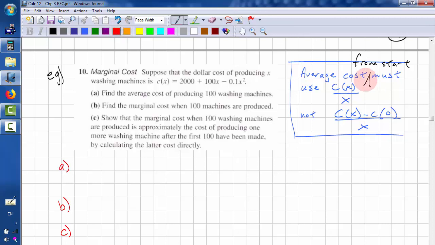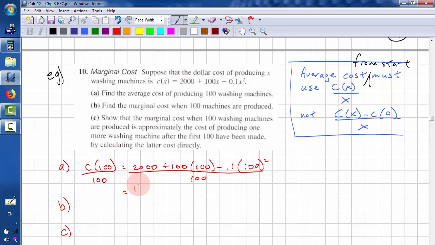So A, we're doing this. C(100) over 100 equals 2,000 plus 100 times 100 minus 0.1 times 100 squared, all over 100. Plug that into your calculator, and you get 11,000 over 100. So that's $110. Don't forget your units.